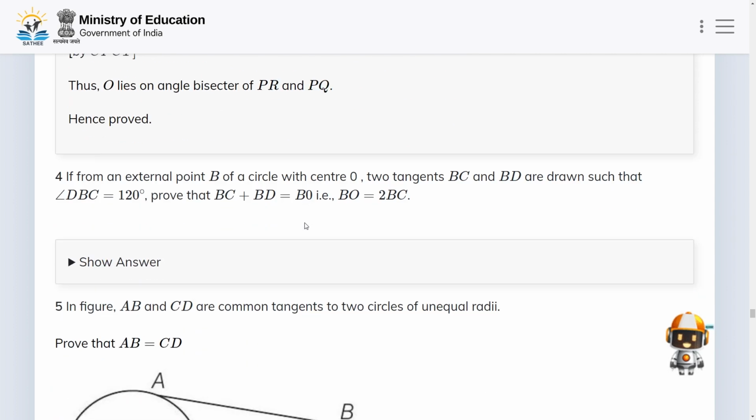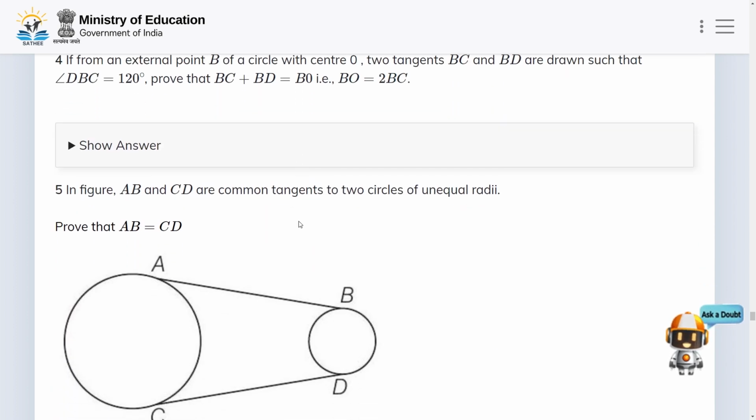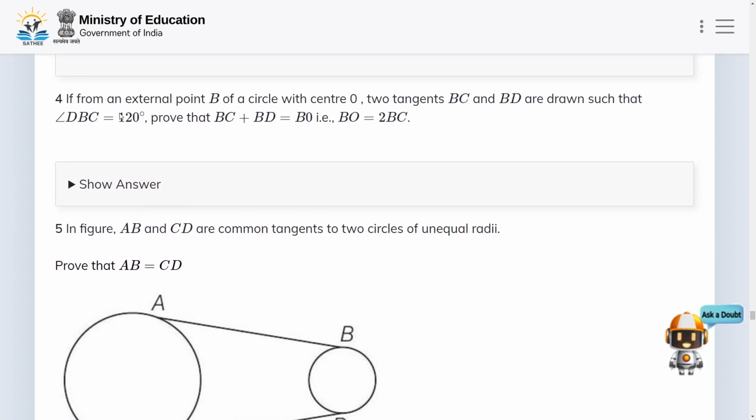Now let us move to the next problem. In the next problem, here we have E from an external point B of a circle with center O.